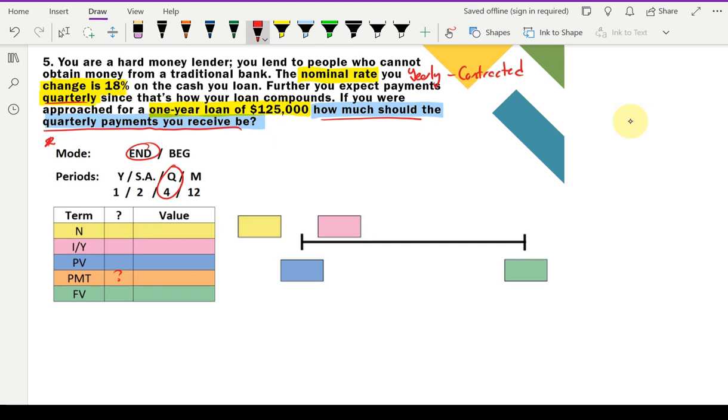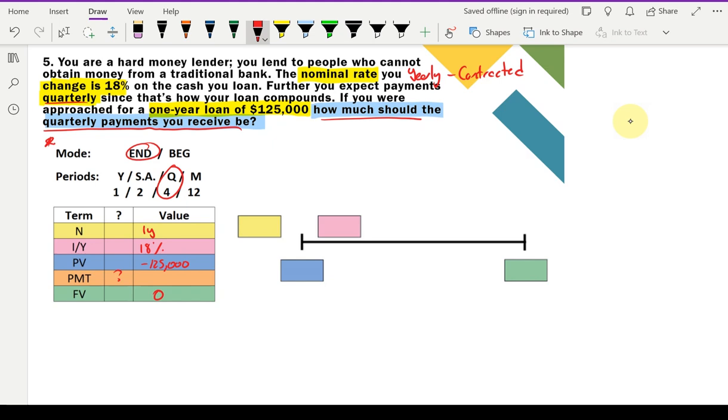Okay, now let's start from top to bottom. How much time? We have 1 year. What's the interest rate? 18%. The present value, that's how much you are loaning out. Since you're loaning it out, it's an investment to you, so it's going to be a negative $125,000. Right? You expect payments and you expect to be paid down all the way to 0. You want the balance to be 0 at the end.